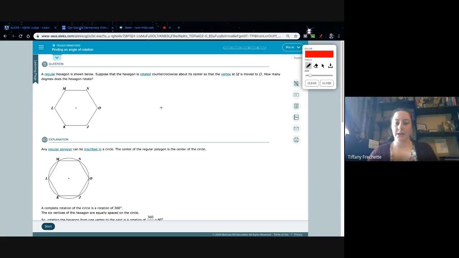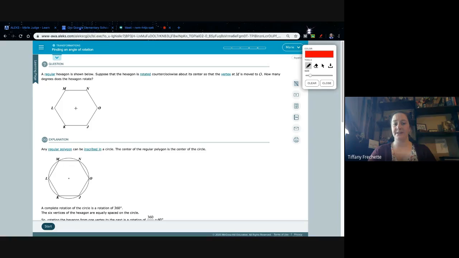Finding an angle of rotation. All right, so we're given a regular hexagon, as shown below. Suppose that the hexagon is rotated clockwise about its center. So when we say rotated, we're literally talking about turning something like this. And when it's about the center, think of it like a steering wheel, that we're just turning like this.